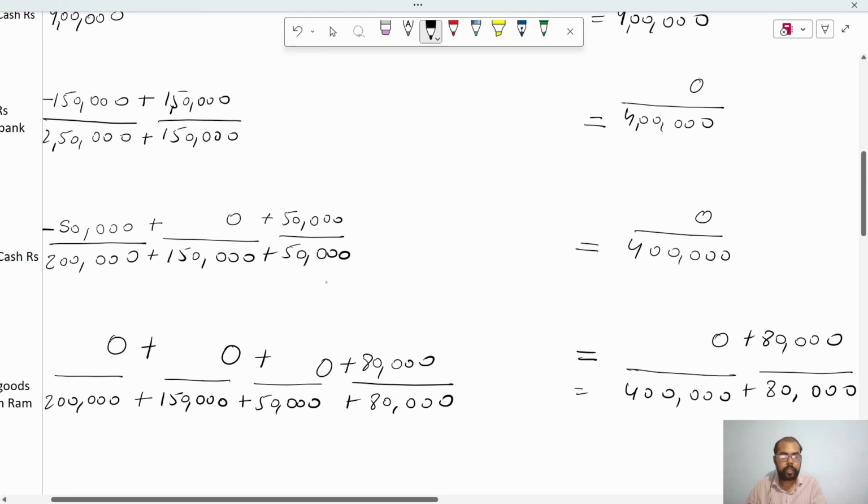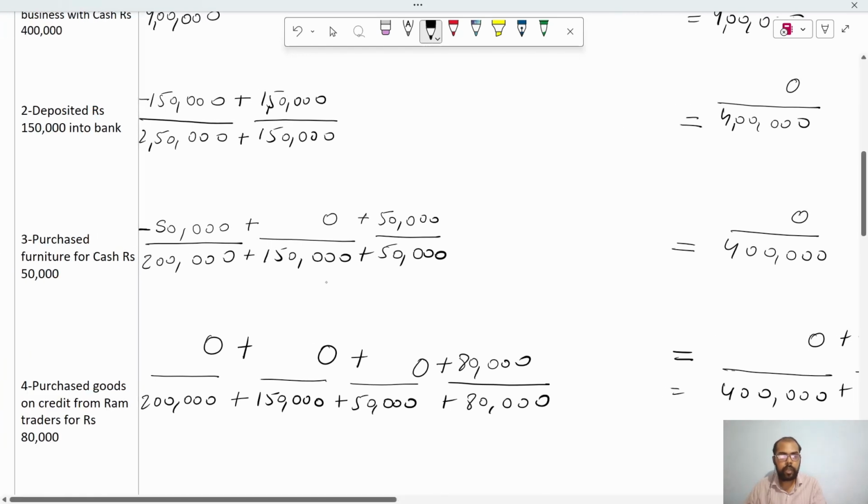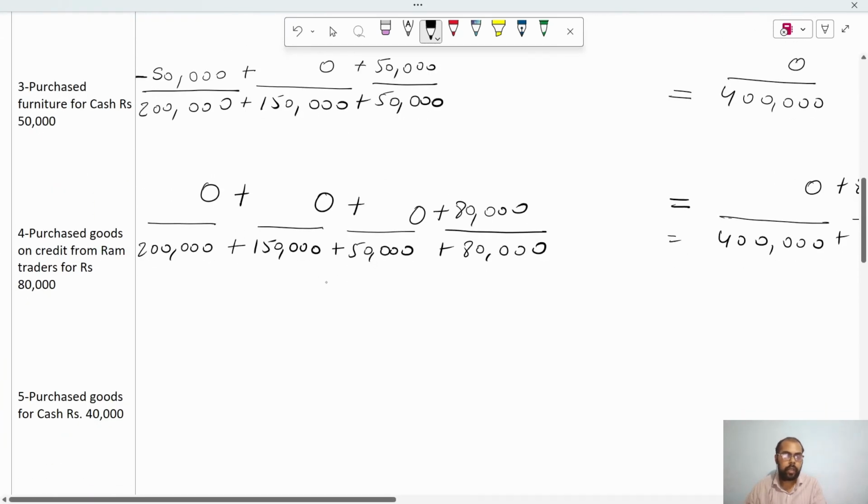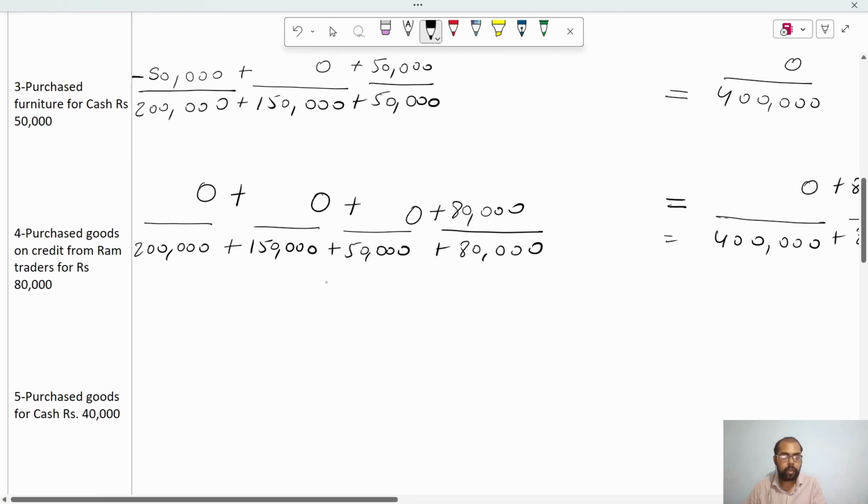Okay, so this is 4 lakh from cash till furniture. If you add them, this is 4 lakh, this is 80,000, and this is 4 lakh 80,000. So both the columns are still same in fourth transaction. Now the fifth transaction is purchased goods for cash rupees 40,000.